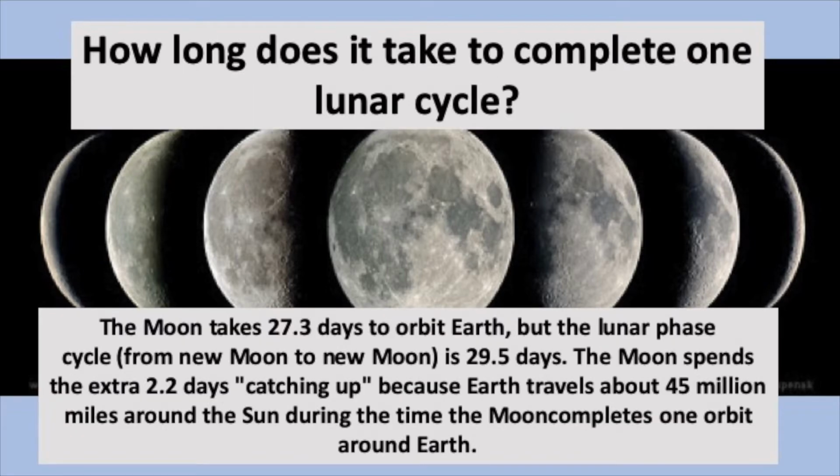How long does it take to complete one lunar cycle? The moon takes 27.3 days to orbit Earth, but the lunar phase cycle from new moon to new moon is 29.5 days. The moon spends the extra 2.2 days catching up because Earth travels about 45 million miles around the sun during the time the moon completes one orbit around Earth.